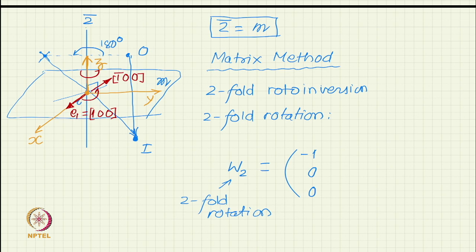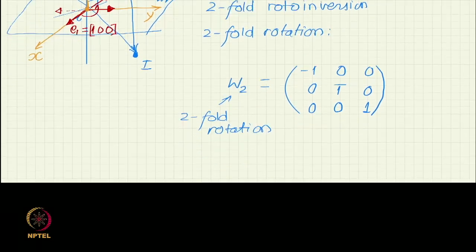What is the second column? Now, you should be able to say quickly. So, what you do to the y axis, what you do to 0 1 0. So, what does the symmetry do to 0 1 0? It makes it 0 -1 0. And what about the third axis? That is the invariant axis, it remains 0 0 1. So, this becomes my nice matrix for a two-fold rotation.